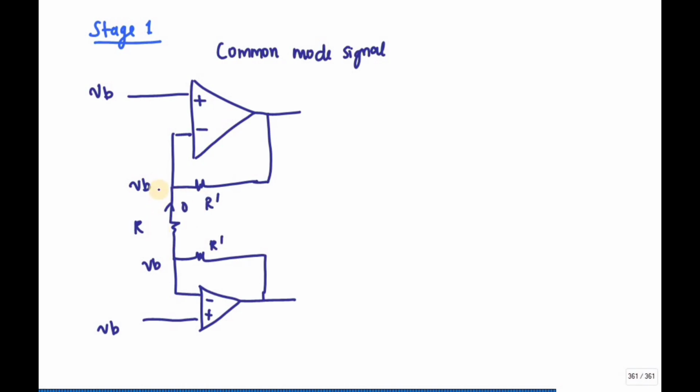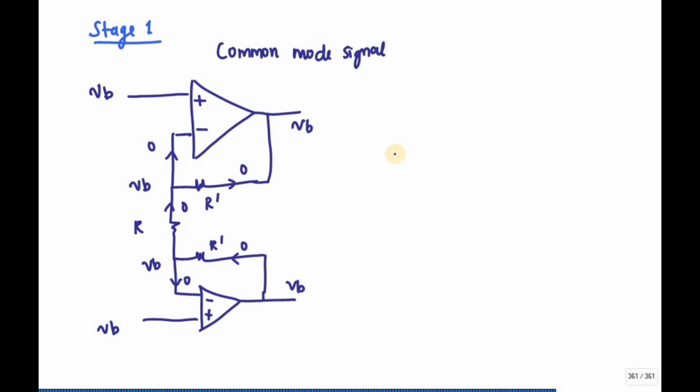So the difference between this one is 0. The current flowing through the opamp is also 0, right? And since this is also 0, this is also 0, obviously this current is also equal to 0, right? So I can write this VB and this is also VB.